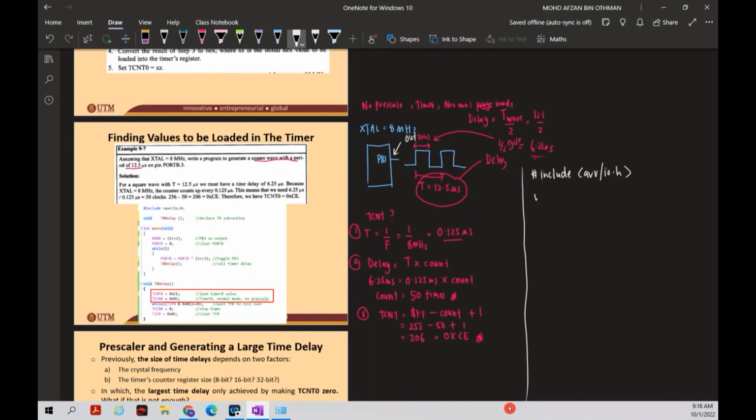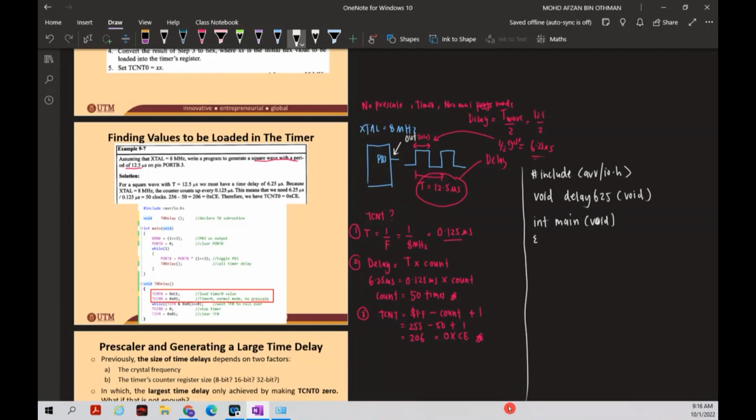So for example, void delay 6.25, for example 6.25 microseconds, and then void main. Okay, and start with your main program. So these are the things that you need to put inside your main program.